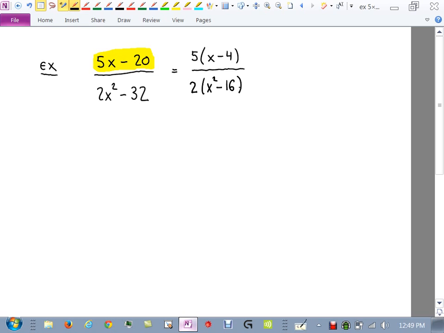Can I do anything else with that? Exactly. It is a difference of squares, isn't it? X squared minus 16. So let me go one step further. I have 5 times x minus 4, and I have over here 2 times the difference of squares, which turns into what? X plus, not 8, careful, 4 times x minus 4. This right here, the difference of squares formula, becomes this.